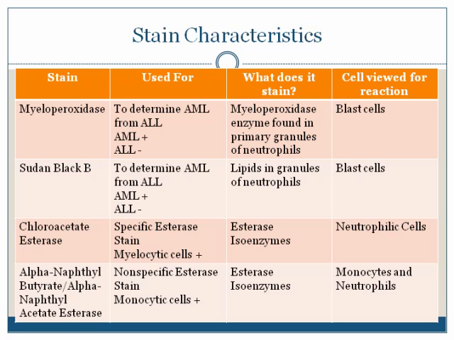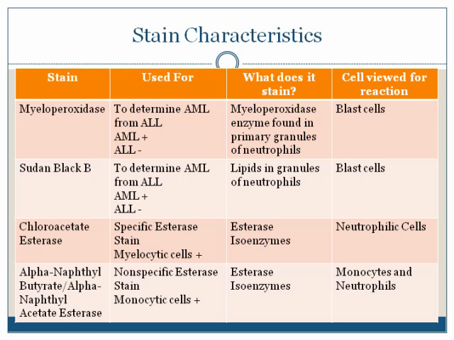So I have listed the stains on the next two slides in a table, what they're used for, what they stain, and what we look at. The first two rows, myeloperoxidase and Sudan black B, are used to help determine AML from ALL. AML will be positive, ALL will be negative. So the myeloblasts in AML will become positive in both myeloperoxidase and Sudan black B.